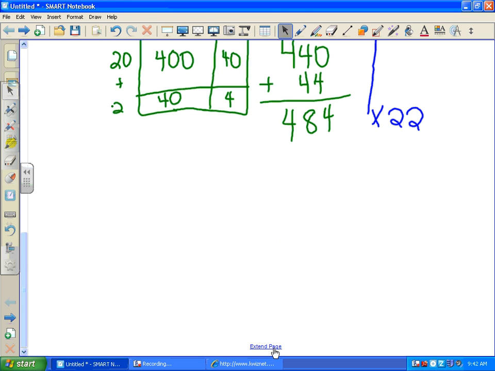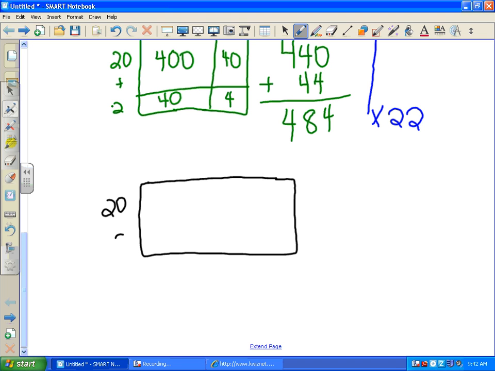So I break up my 484. Remember, when you break up a box, you break it up into place value. So I'm breaking up each place value, the hundreds, the tens, the ones. 20 over here, 2 over here, and now I'm going to break up 484. How many ones are there? 4. And there's 8 tens, so it makes it 80. And how many hundreds are there? 400. Very good. Now I'm ready to go.